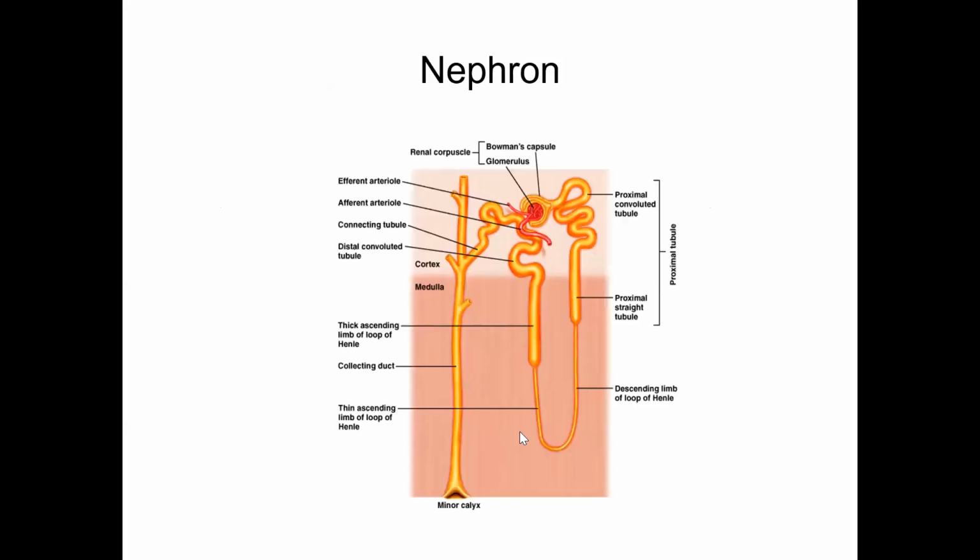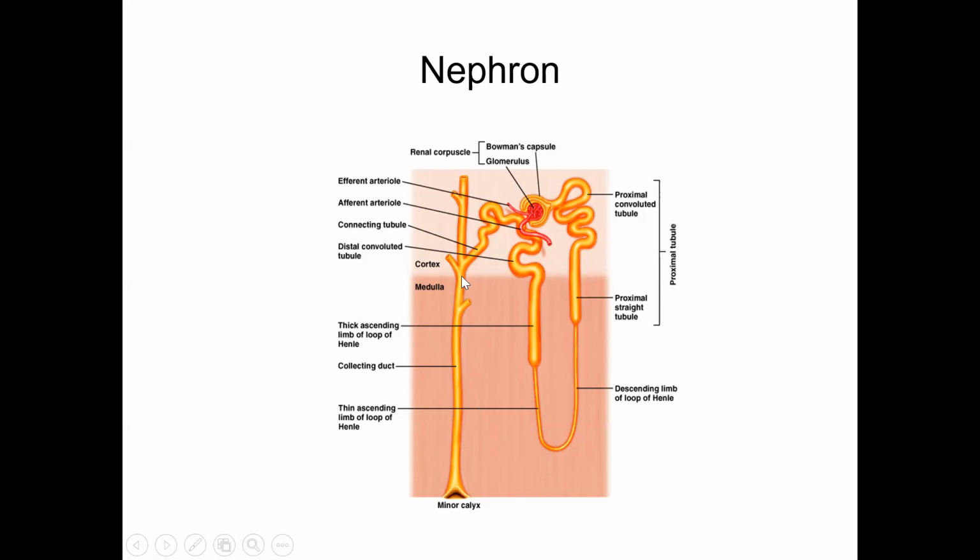The medulla here will be most concentrated. This part will be least concentrated. Why is that important? Think about this collecting duct. All the filtrate will get into the collecting duct. This collecting duct travels from the beginning of the medulla all the way to the deep medulla and then connects to the minor calyx.